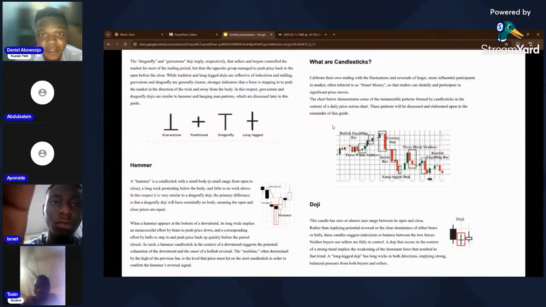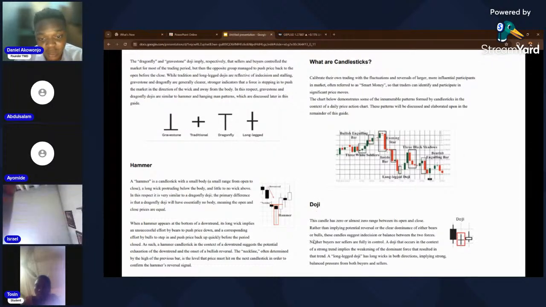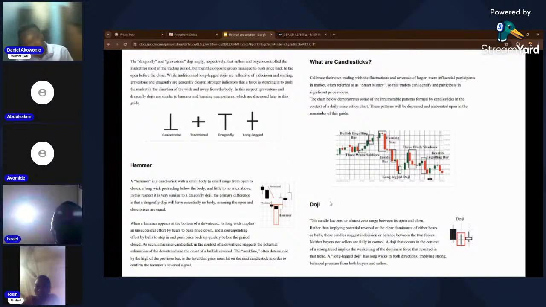Let's talk about the very first candlestick I want to talk about now, which is the doji. The dragonfly and the gravestone that I mentioned before are actually part of the doji candlestick. As you can see them here, the gravestone, the traditional, the dragonfly, then the long legged. But let's start with the long legged.